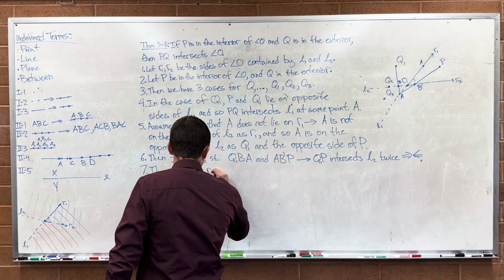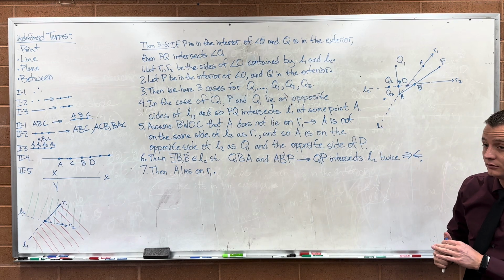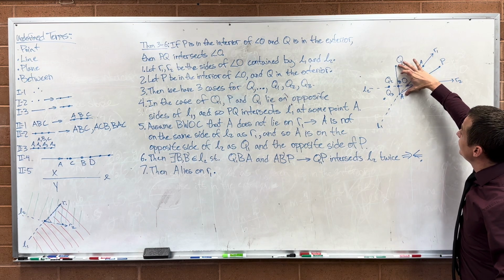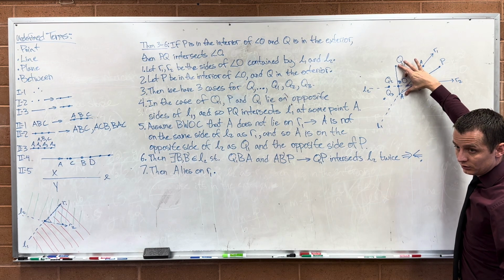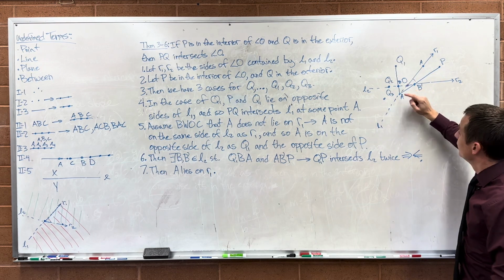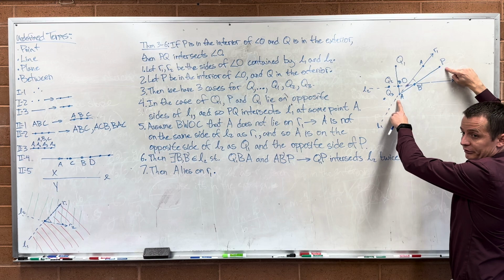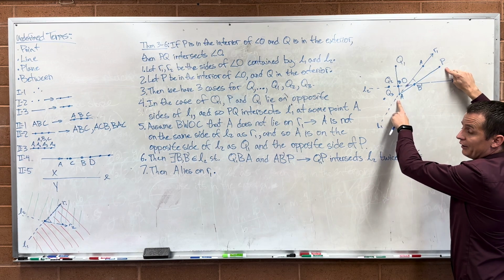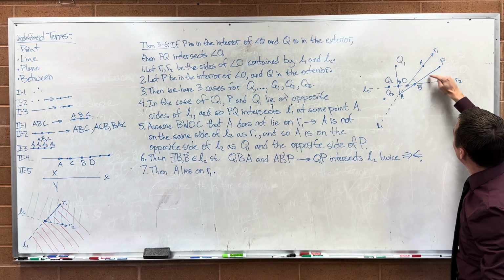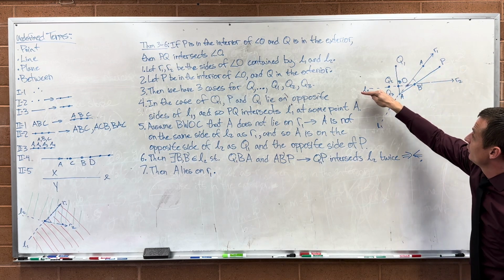And A lies on R1. What do you not understand? So Q1 and A were on opposite sides of L2. So they intersect L2 at B. A and P are on opposite sides of L2, so they have to intersect L2 at some other point B prime. Now this is all one line segment. So the line segment Q1P intersects L2 twice.